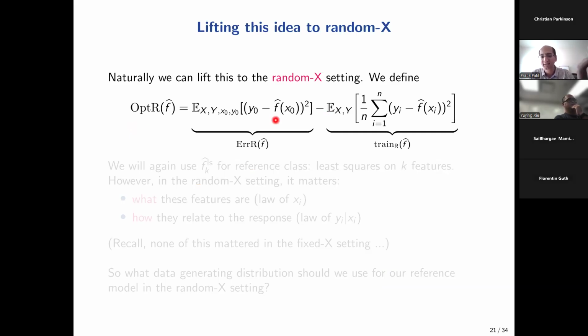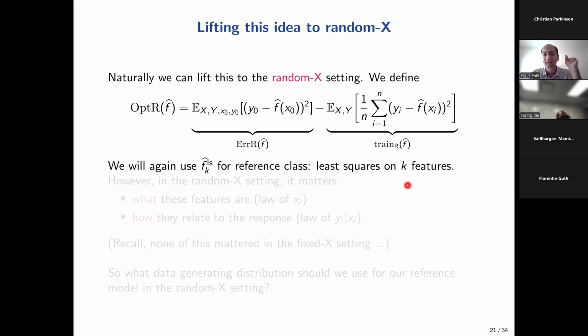And in machine learning, this is known as the generalization gap, but it's in the random x setting. So it's on a random point. Okay, and what is our reference class? I will just choose least squares again, because least squares seems to be a more canonical class on the k features.